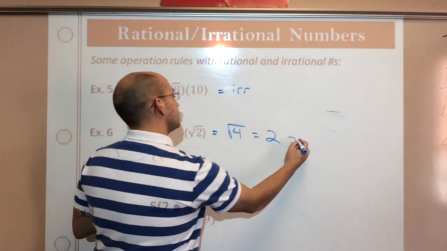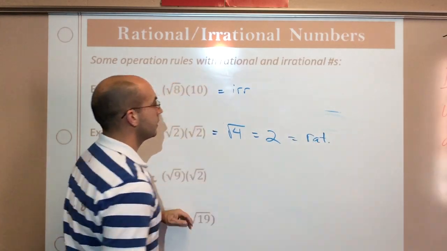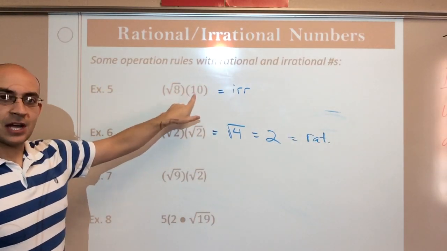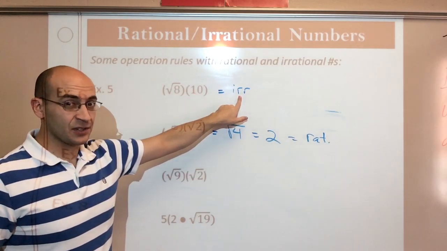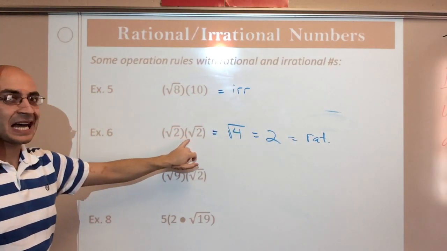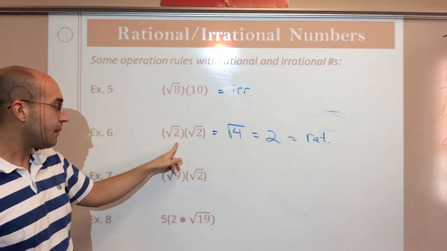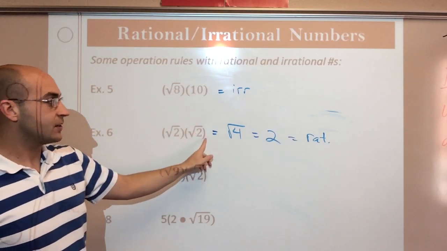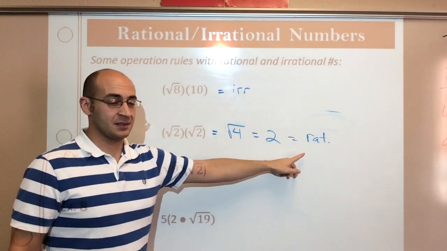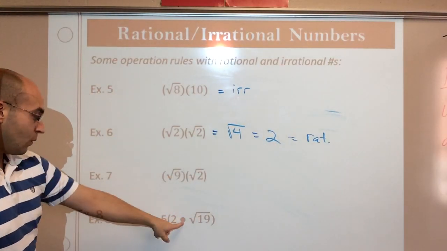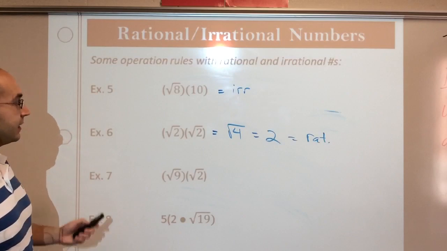So, the big takeaway here: irrational times irrational gave me a rational number. But that's not always the case, because sometimes things change within the context of the problem. We'll work more on that in a minute. Wow, that is a big multiplication dot. I didn't think it was that big.